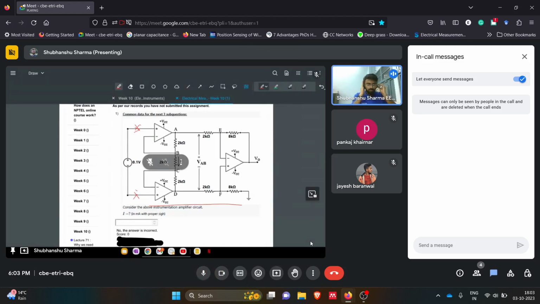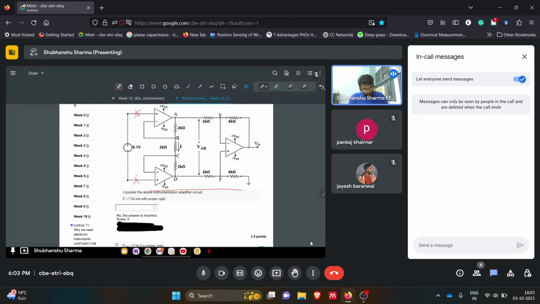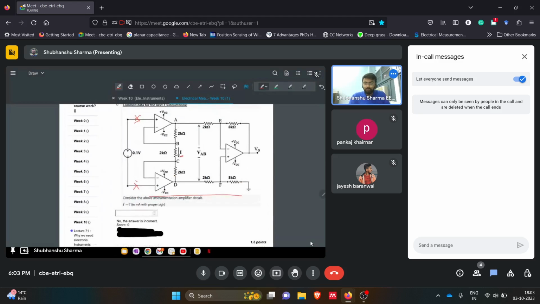So now we are back, and we are talking about this instrumentation amplifier. Let's talk about the first question. It says: consider the above instrumentation amplifier circuit, where I is this current. We have to calculate this I in milliamperes. If you know the basics of operational amplifiers, the virtual short concept, and how the input side of the op amp terminals works, then we can easily solve this.